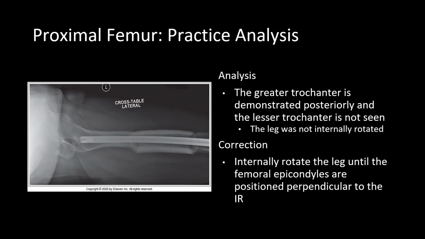In this proximal lateral femur practice analysis, you can see that the greater trochanter is actually demonstrated posterior, and the lesser is not even seen on this image. This should indicate to you that the leg was not internally rotated. In order to correct this image, we need to internally rotate the leg until the femoral epicondyles are positioned perpendicular to the IR.